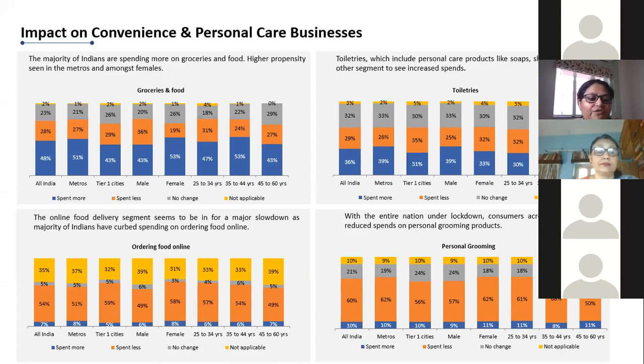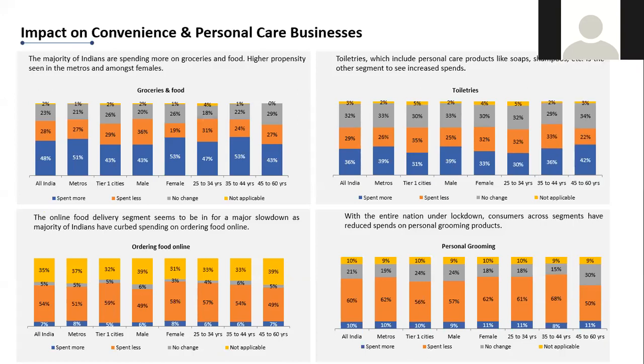Only 54% spent less on ordering food online. And of course, the other category where we see that consumers were spending less was personal grooming. Now, you're not stepping out. You don't have to go to office. You don't have to go to college. You don't have to go to school. So there was no need to invest in personal grooming, because people were saving the money that they could, because no one knows how long this is going to continue and what the future has in store. So with the entire nation under lockdown, consumer segments reduced spending on personal grooming products like lipsticks, makeup, because we were not stepping out. Skincare. So these categories really saw a drop in spending.